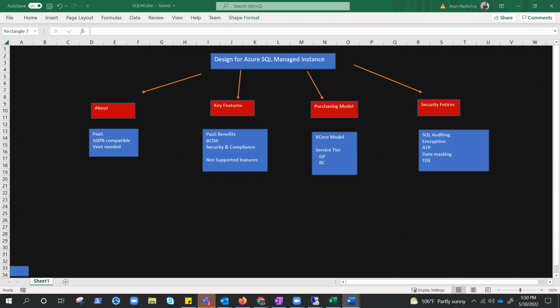SQL Managed Instance is ideal for customers who want to use instance scope features and want to move to Azure without re-architecting their application. That's what I was explaining, right? Now, SQL Managed Instance core features include SQL Server Agent, Service Broker, Common Language Runtime (CLR), linked servers, distributed transactions, machine learning services, those kinds of features.